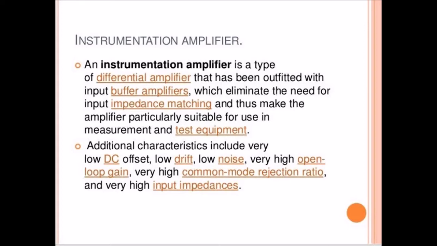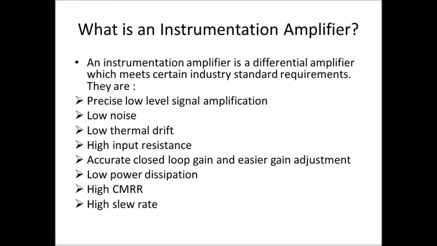Additional characteristics include very low DC offset, low drift, and low noise. These are the important characteristics of the instrumentation amplifier. Next, again we will have a small point-wise discussion.